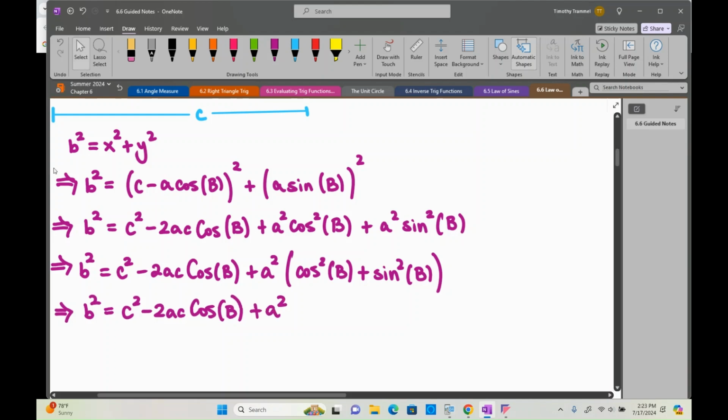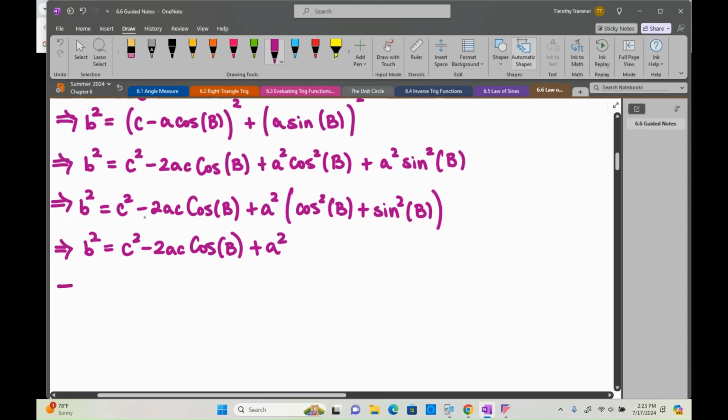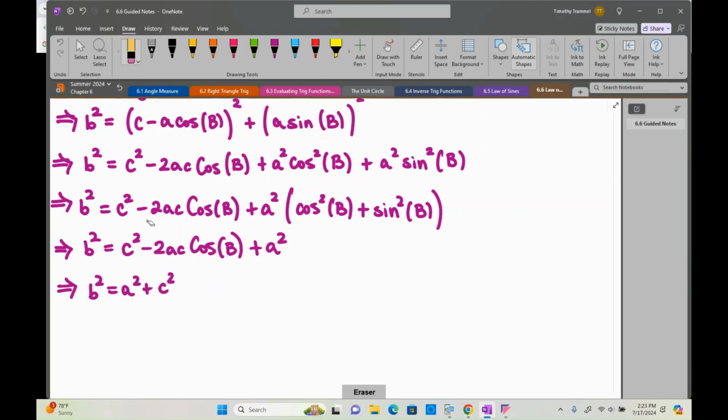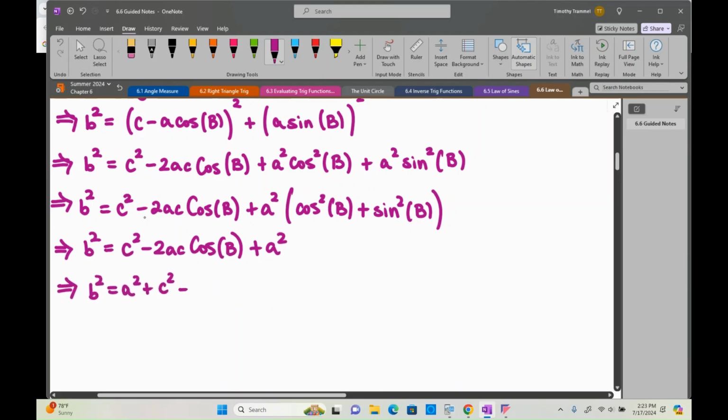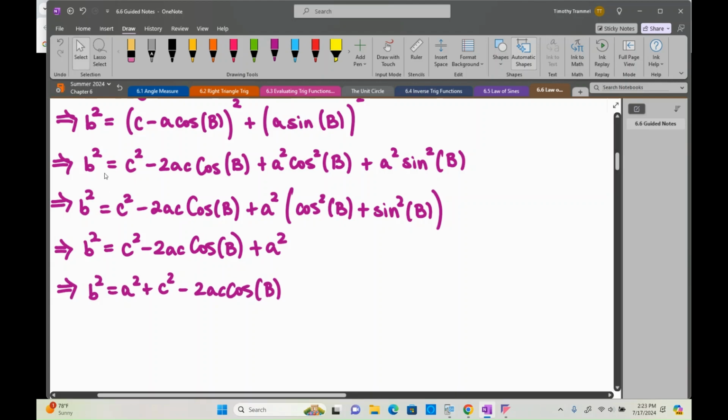Okay. And the only thing I would change here is that this is usually written in this form. So we have b squared equals a squared plus c squared. So I'm just moving this a squared towards the front. Minus 2ac cosine of b. Okay. And so I'm choosing to write it in that order because I'm going to write actually all three of the formulas kind of in this format here.